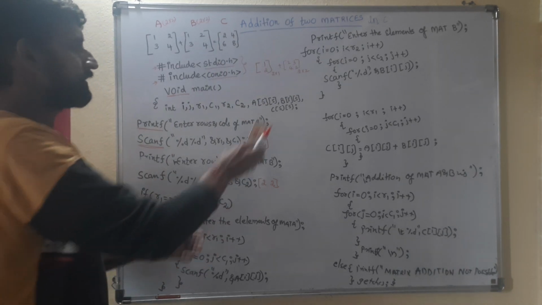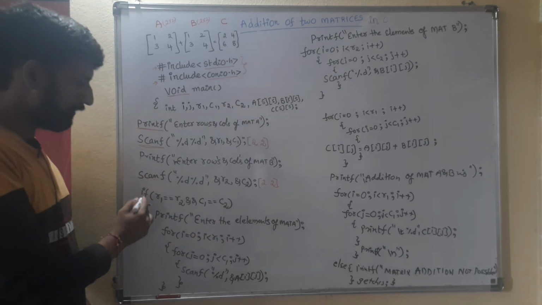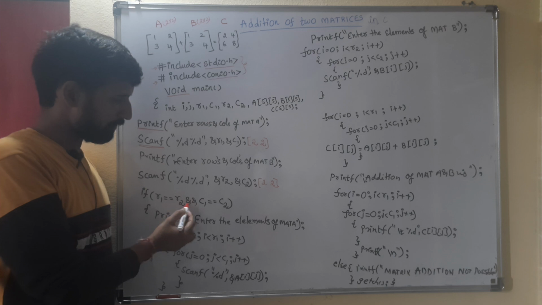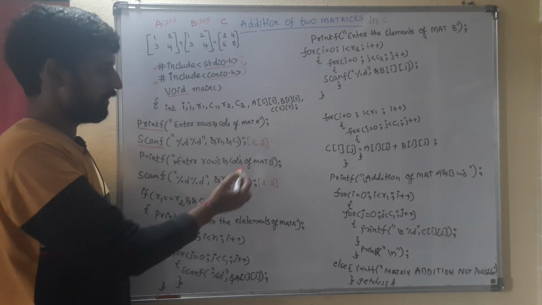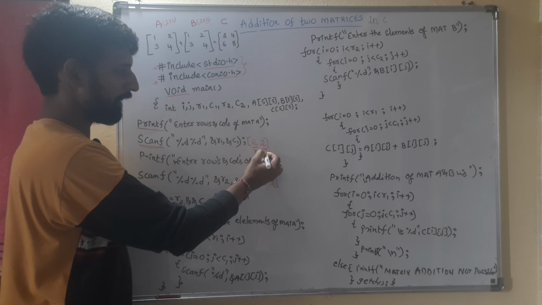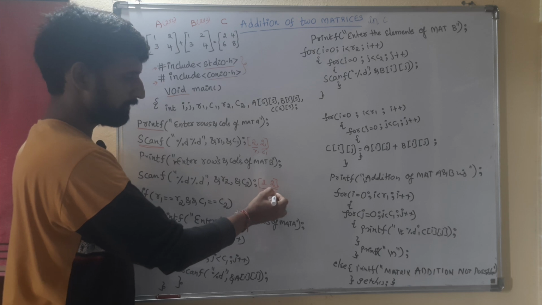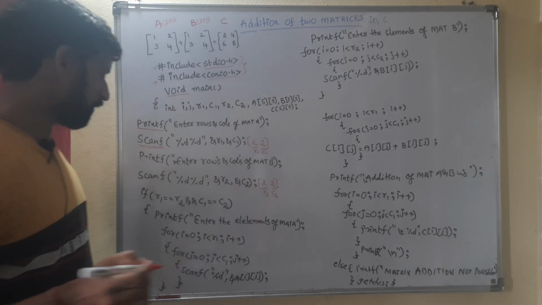That's why we mentioned in this code: if R1 is equal to R2 and C1 is equal to C2. So we entered R1 value as 2, C1 value as 2. Next we entered R2 value as 2, C2 value as 2. Now what is going to happen?